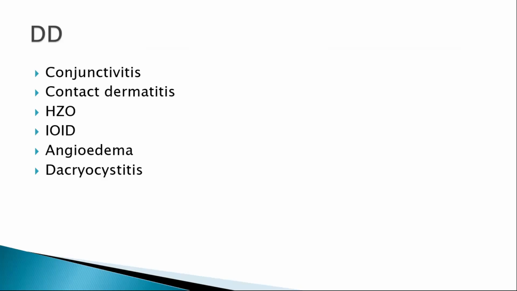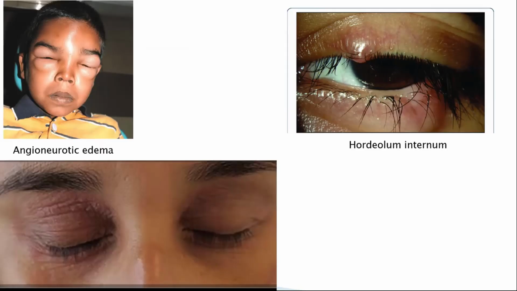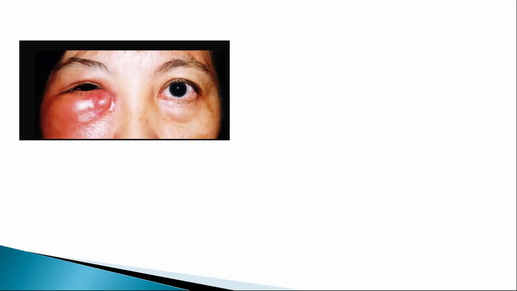Differential diagnosis could be conjunctivitis, contact dermatitis, herpes zoster, inflammatory orbital disease, thyroid exophthalmos, angioedema, and dacryocystitis. In this condition, there is bilateral lid edema but the color of the skin is normal, and there is facial puffiness. So this is angioneurotic edema. This, obviously, is hordeolum internum. Here, if you see, there is scaling of the skin, and it is contact dermatitis. This one, I think you would make out, is actually preseptal cellulitis due to dacryocystitis.